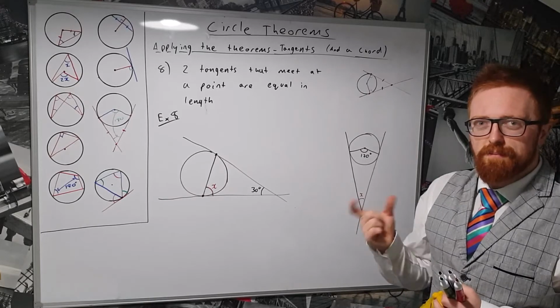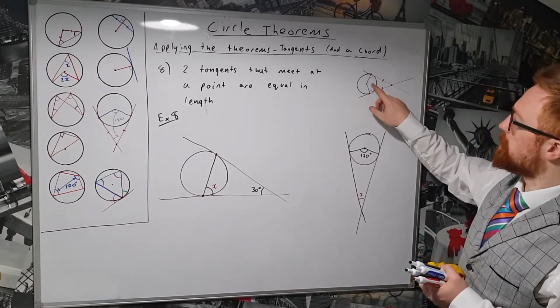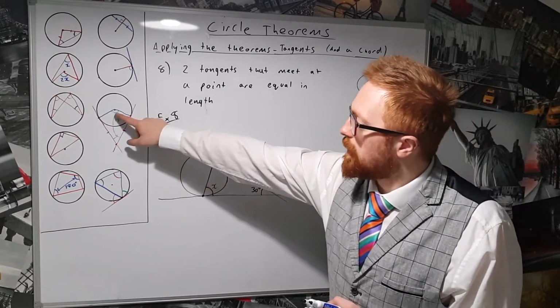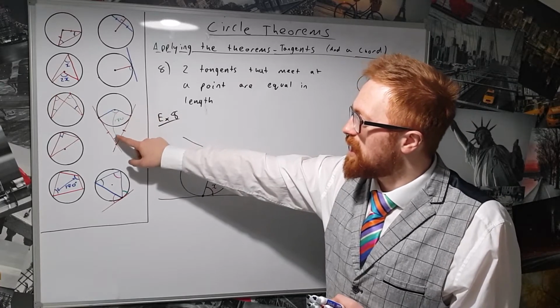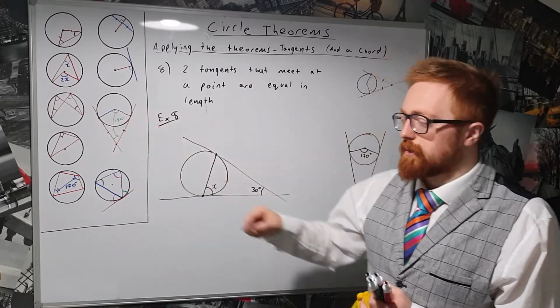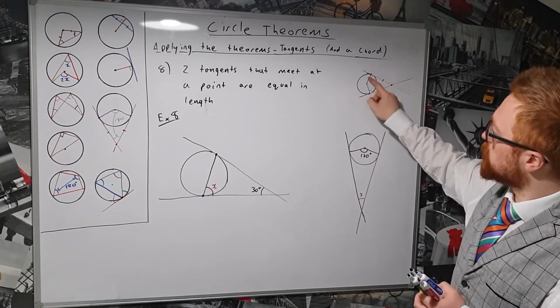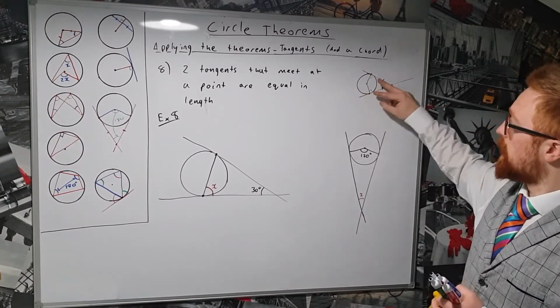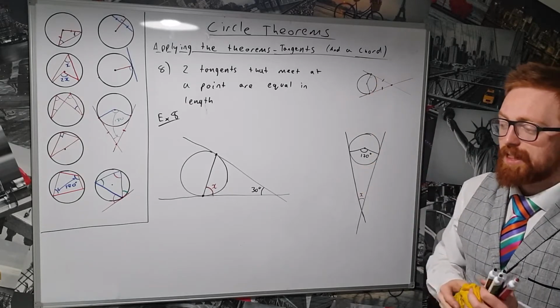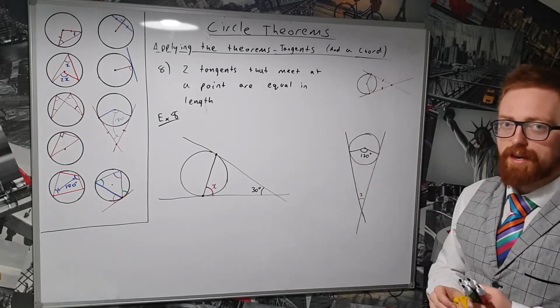It does also have another consequence, this theorem, as I've drawn over here, in that this angle here and this angle here have to add up to 180 degrees. And that is because we've got two right angles here, and the angles in this quadrilateral add up to 360. So if we subtract the two 90s, that leaves us with 180.